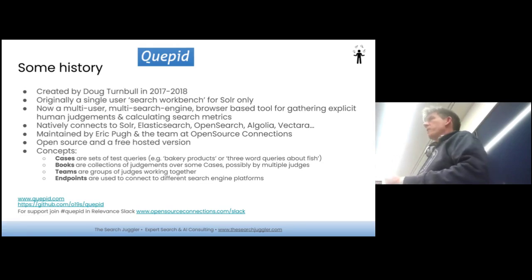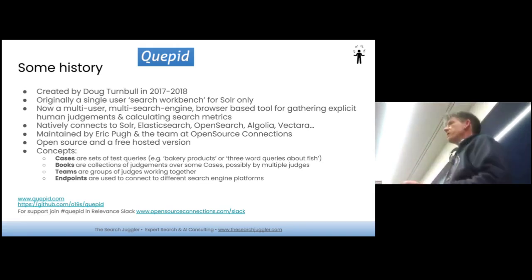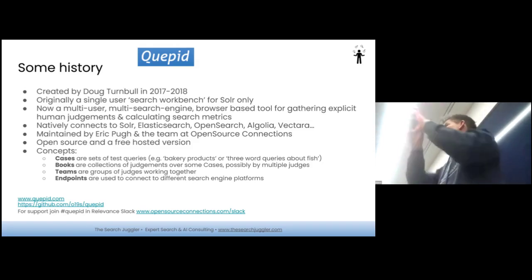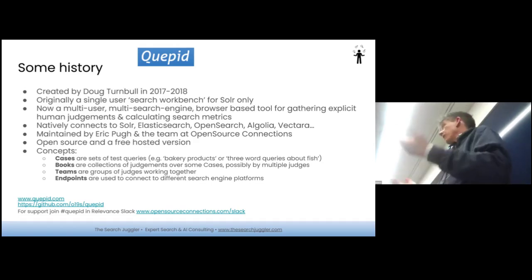Now, there are a few key concepts here about Cupid. We have cases. These are collections of queries. They might be 3-word queries. You know that your search engine doesn't work very well with 3-word queries, so I'm going to put a set of queries together, all with 3 words, and pull out a case. Or, I don't know, queries about fish. However you want to group them, this is your case. And in some cases, you can have thousands of queries in the case. Bearing in mind Cupid is a browser-based tool, that's probably not hugely advisable, but you can put lots into a case.